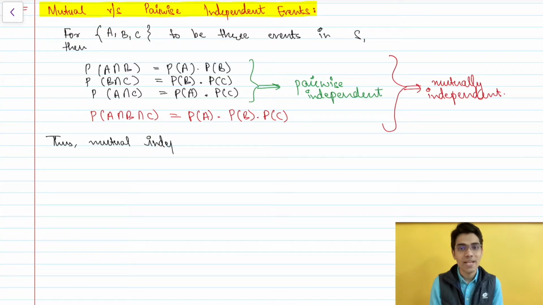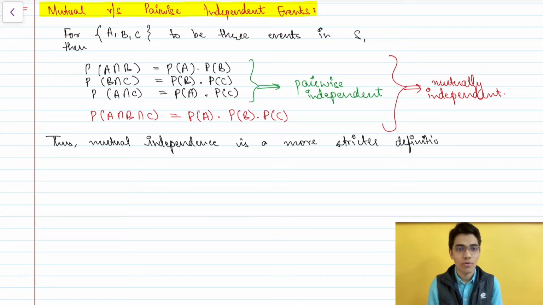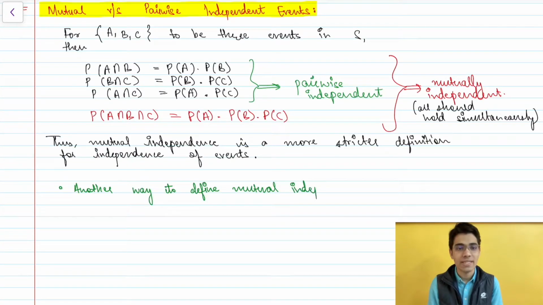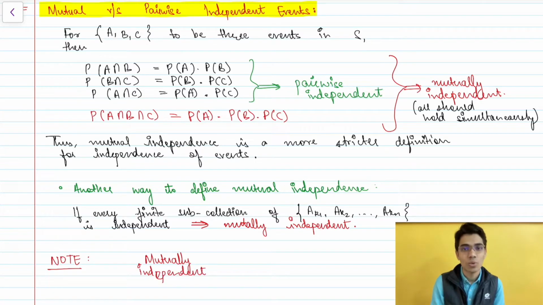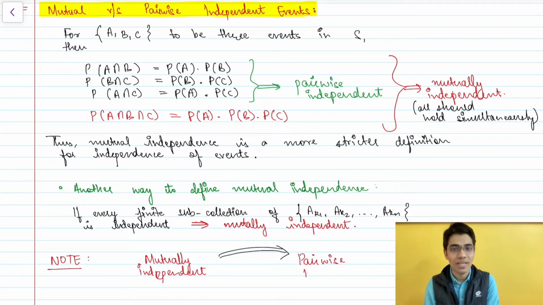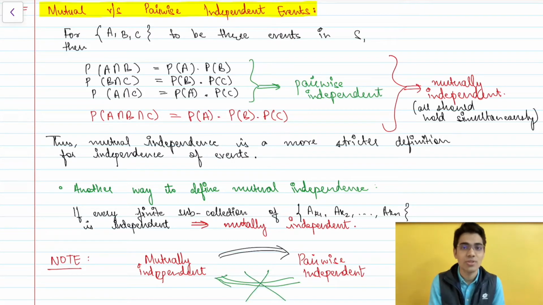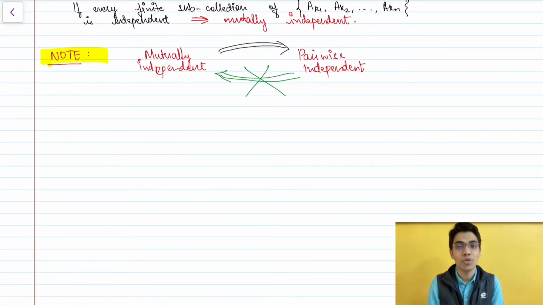Thus, mutual independence is a stricter definition of independence for events. Another way to define mutual independence is that if every finite subcollection of subsets of any set of events is independent, then the whole set of events is mutually independent. One thing to note here is that mutual independence would imply that the events are pairwise independent. However, the reverse is not true because there is an additional, stricter condition for mutual independence to happen.